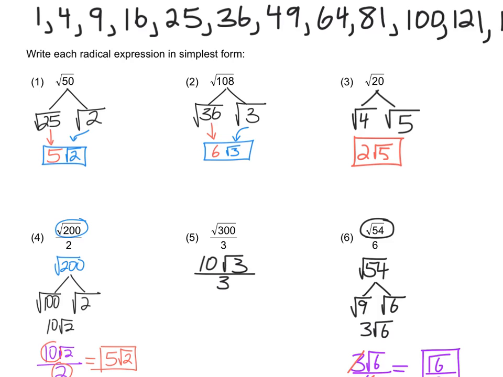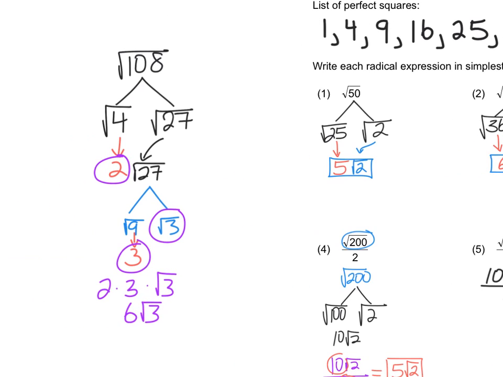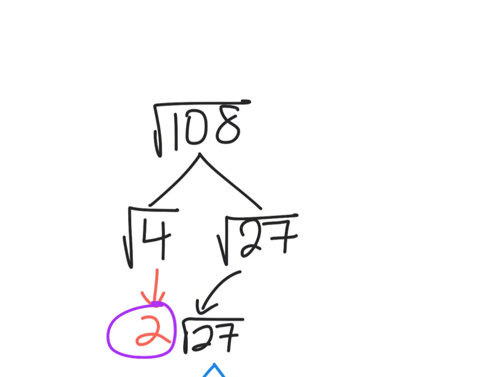We chose 36 and 3, came up with 6 radical 3. That was great, but you might have stopped right here, never considering that radical 27 could be broken down. So if I went to my calculator and typed in rad 108, hit enter, got a decimal, and then typed in 2 rad 27, hit enter, got a decimal, it would give me the same decimal because they're equivalent. But the problem with that is, yeah, they're equivalent, but this is not as simple as it can get.